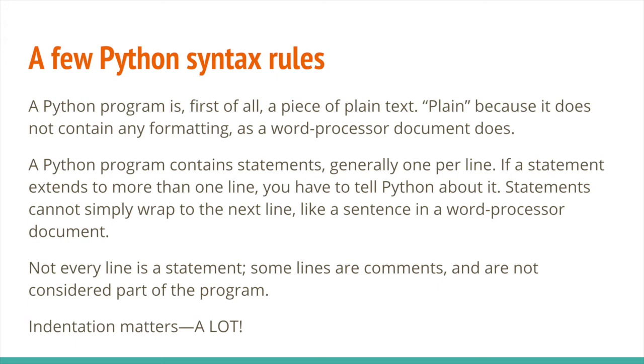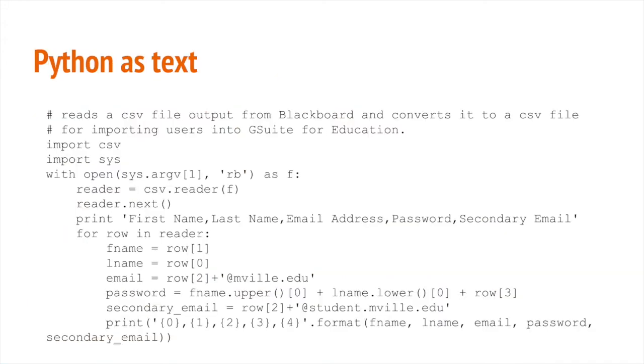Indentation matters a lot. So we'll see examples in this little program here. The first two lines are comments. They begin with the pound sign or the hash sign. Everything after that, when the Python interpreter sees that hash, it ignores the rest of that line, and then it just goes to the next line. So the first two lines there are comments.